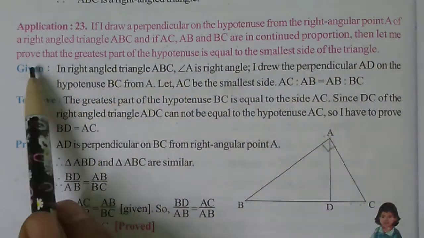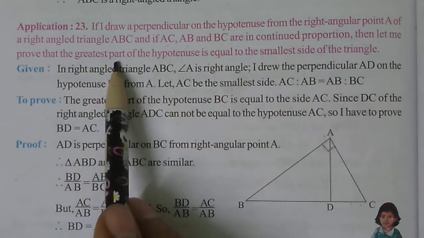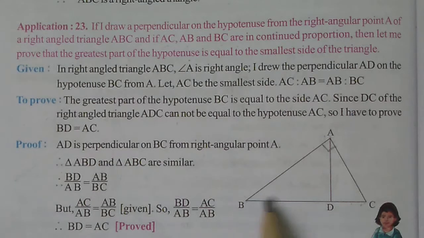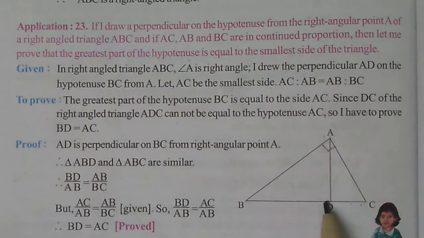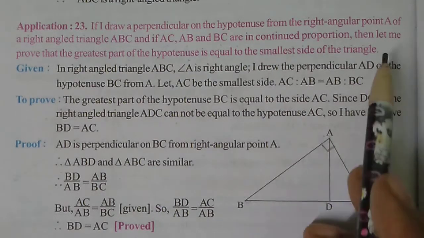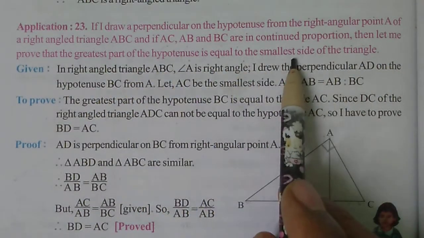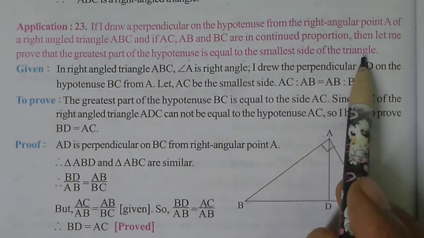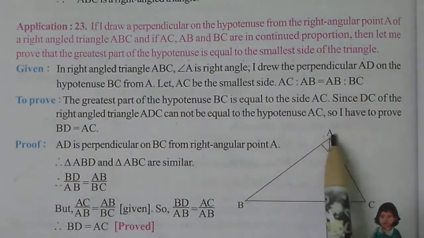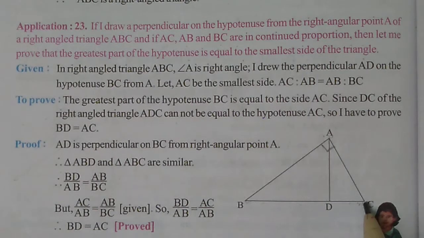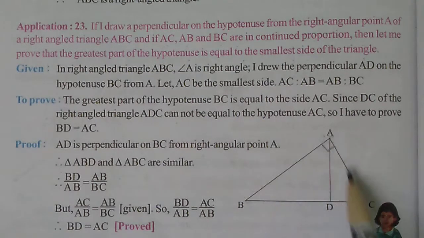Then let me prove that the greatest part of the hypotenuse. What is the part? Here are the two parts, BD and DC. BD and DC are the two parts of the hypotenuse BC, is equal to the smallest side of the triangle. Triangle ABC, BC is the hypotenuse which is the greatest, and other two sides AB and AC.